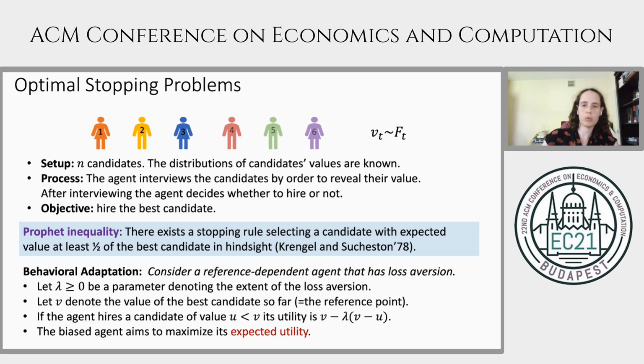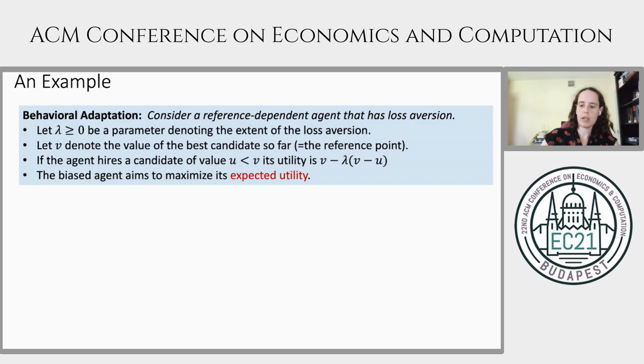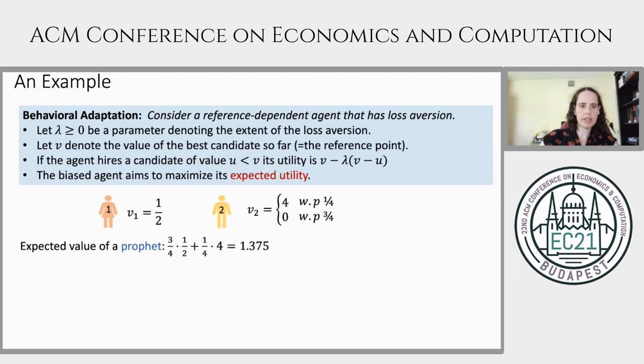Let's see an example to clarify the model. In this example, we have two candidates. The first candidate has a fixed value of half, and the second candidate has a value of 4 with probability quarter and a value of 0 with probability 3/4. So in this instance, the expected value of a profit is the expected value of the best candidate. The best candidate is, with probability 3/4, half, and with probability quarter, 4. So this is the expected value of a profit.